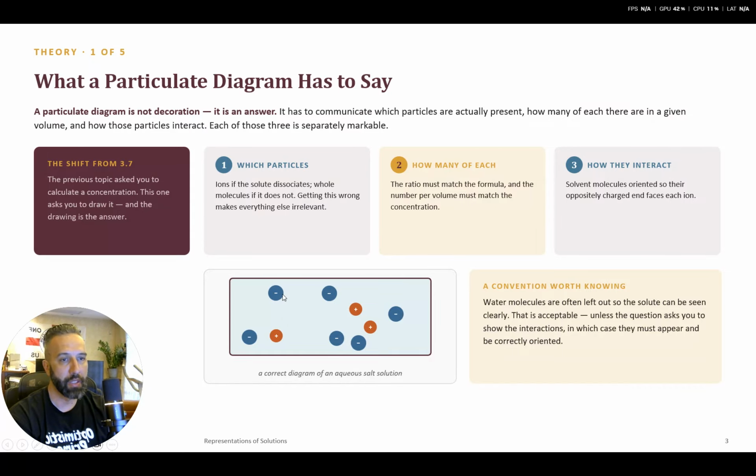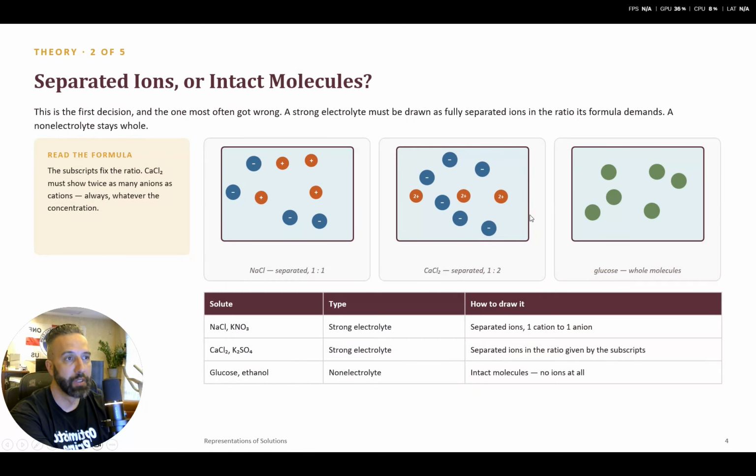As they mentioned here, the water molecules are often omitted. As you can see here, we've got a bunch of pluses and minuses. So this is something ionic that has been dissolved, and there should be water molecules surrounding it, right? Because that's how dissolving works. But very often, water molecules are omitted because it would just create a mess and be very difficult to read.